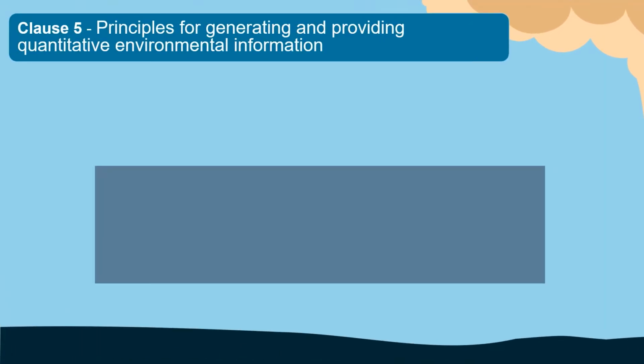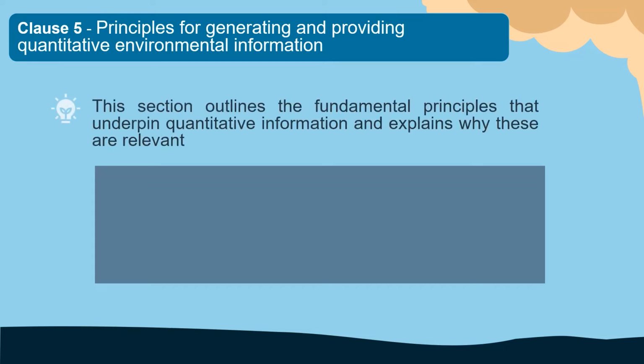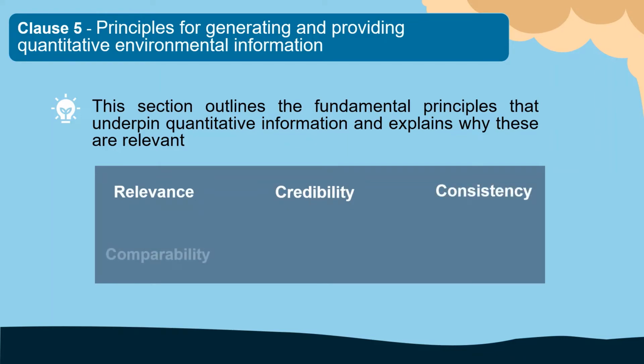What about Clause 5? Clause 5 is the section that outlines the fundamental principles that underpin quantitative information and explains why these are relevant. The principles include relevance, credibility, consistency, comparability, accuracy, and transparency.